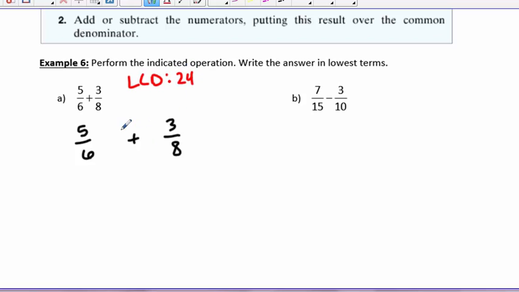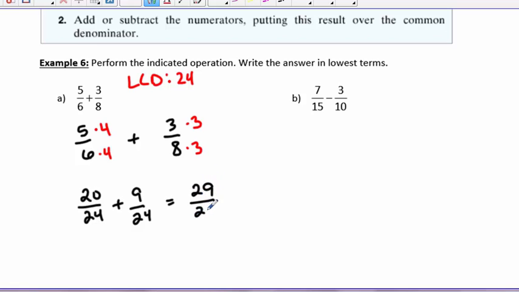To get my common denominator to be 24, 6 needs to be multiplied by 4, so I'll multiply both top and bottom of its fraction by 4. 8 needs to be multiplied by 3, so multiply both top and bottom of its fraction by 3. That changes our fractions to 20/24ths plus 9/24ths, or 29/24ths.